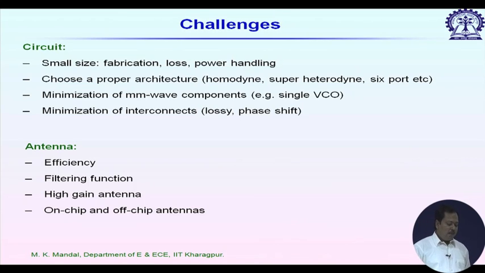Next is the filtering function. Filters typically use low loss resonators, and since we already discussed that if we really want a low loss resonator, we do not have any other option than increasing the volume. So, for small size applications, the design of a filter is a challenge.